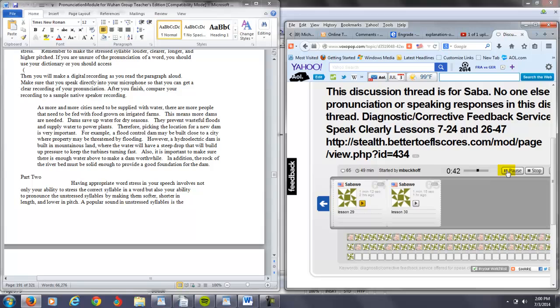All right. However, a hydroelectric dam is built in a mountainous land where the water will have a steep drop that will build up pressure to keep the turbines turning fast. Almost. Build up. That will build up pressure to keep the turbines turning fast. Also, it's important to make sure there is enough water above to make a dam worthwhile. All right. In addition, the rock of the riverbed must be solid enough to provide a good foundation for the dam.